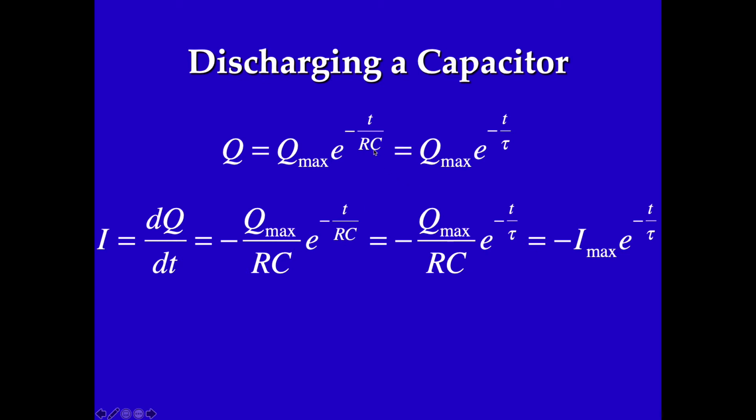When you take the derivative here, you're going to get a 1 over RC out of here. And again, Q max is C delta V. The C's cancel, and you get delta V over R. That's your I max. The minus sign that you get from the equation represents the fact that the capacitor is discharging.